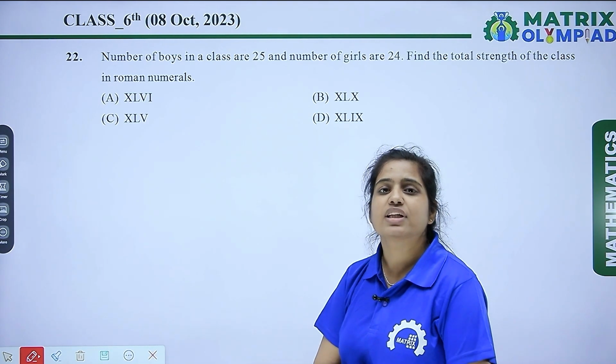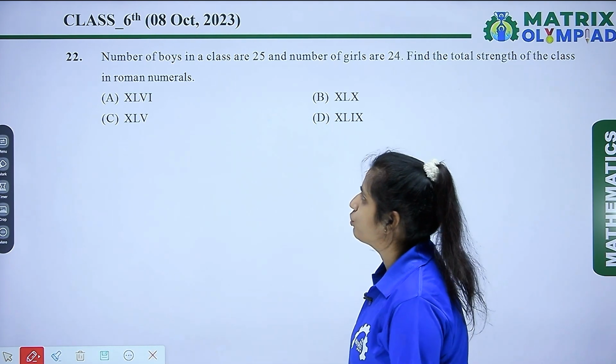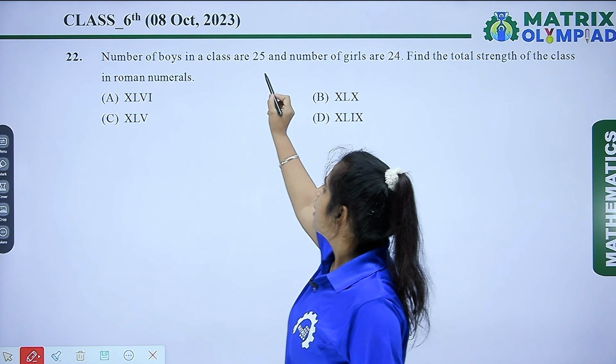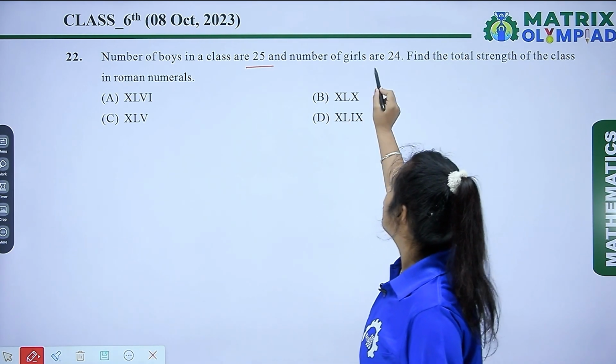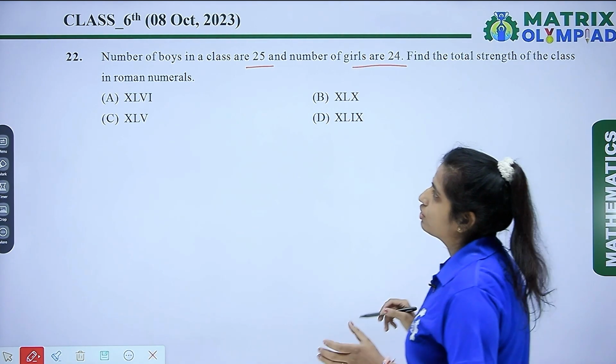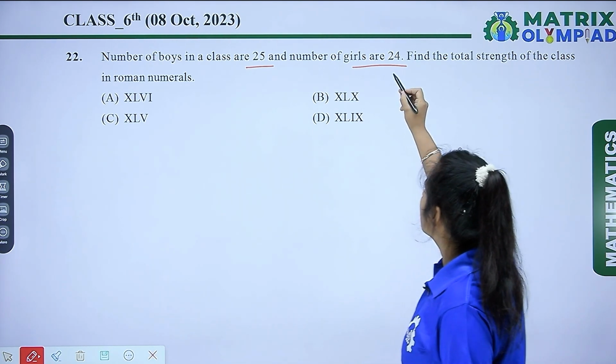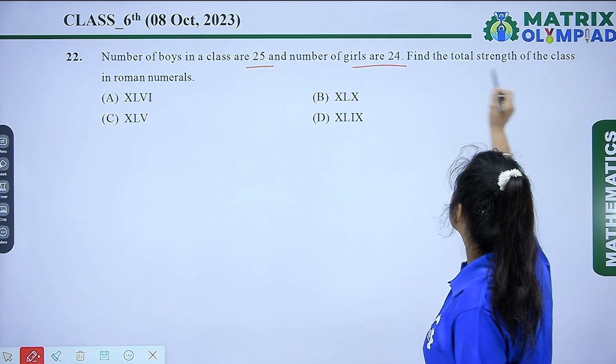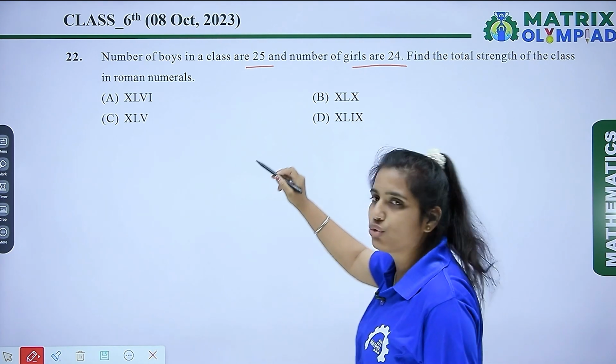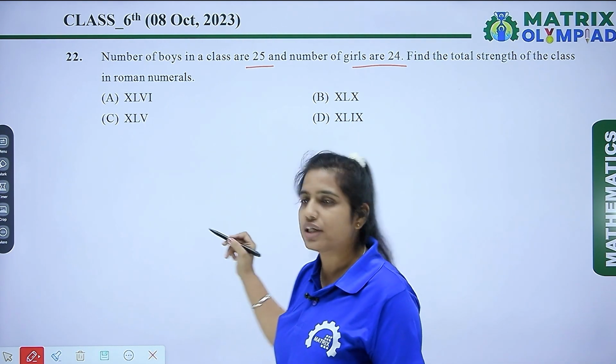Now let's begin with the next question, that is question number 22. Number of boys in a class are 25 and number of girls are 24. Number of boys in class के अंदर 25 और total number of girls in same class में 24. Find the total strength of the class in Roman numbers. हमें Roman numbers में find out करना है answer.